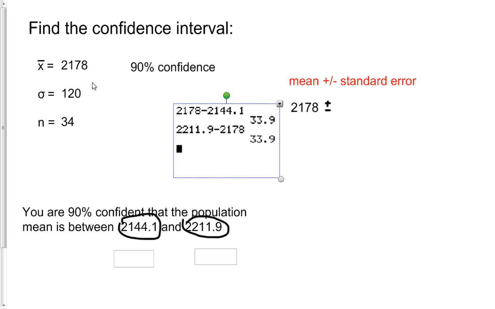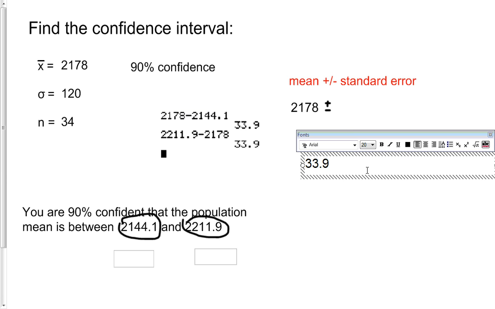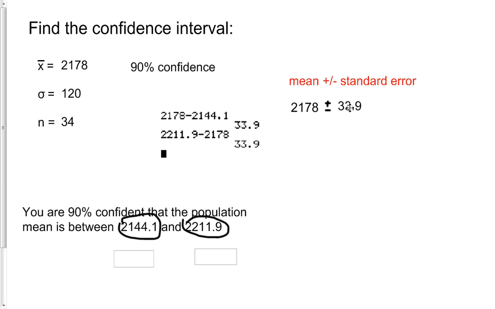So no matter which way you do it, you're going to get the same standard error, and that's going to always be true. So you only have to do this once. So 33.9 is our standard error, and we'll write that right here after our plus minus. So we have our mean, which we knew from the beginning, plus or minus our standard error.